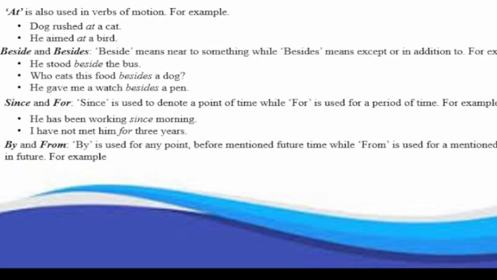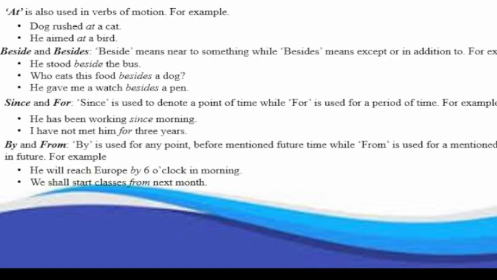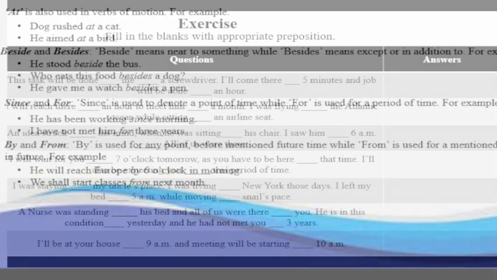15. By and from. By is used for any point of time before the mentioned future time, while from is used for a mentioned time in future. For example, he will reach Europe by 6 o'clock in the morning.